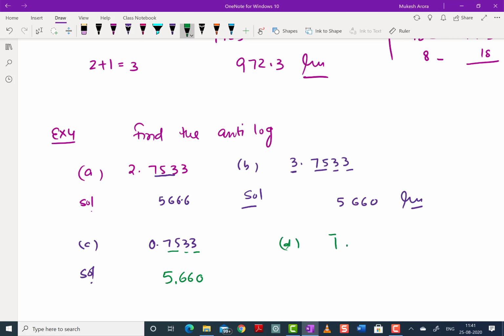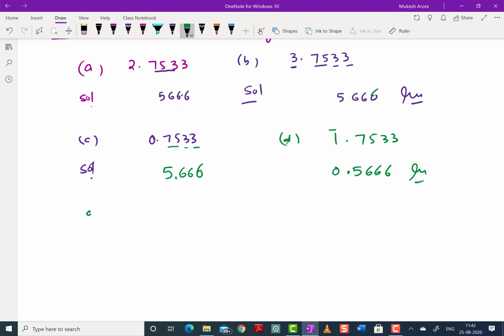D, 1 bar point 7533. When we see the 7533, it will come 5666, minus 1 plus 1, 0, so the decimal will be here only, right? And E, it is 2 bar point 7533. Antilog of this is 5666, this is minus 2 plus 1, minus 1, so it will be 0.05666.